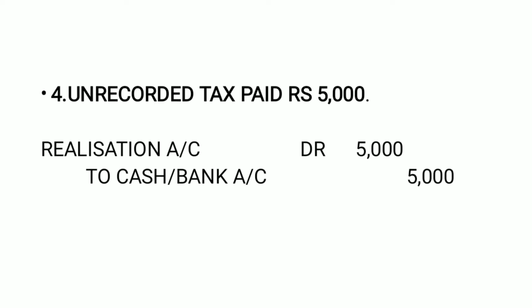It says unrecorded tax paid rupees 5,000. Unrecorded liability is paid, which is of rupees 5,000. Now you know well what is the journal entry for payment of a liability. What is the journal entry for payment of liability? Realization account debit 5,000 to cash and bank account 5,000 again.